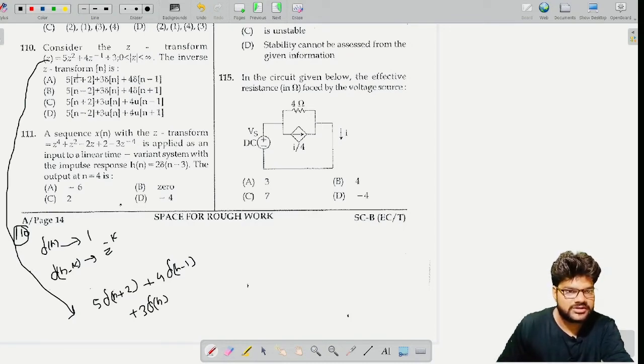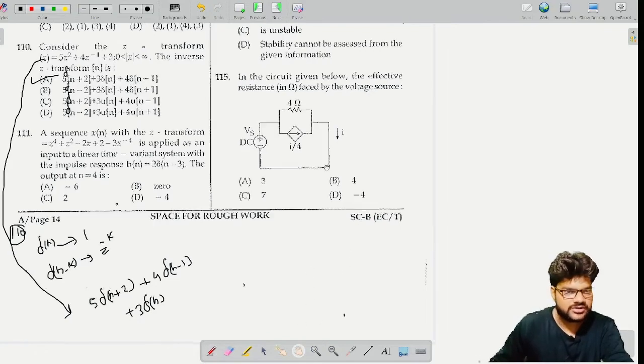So I think there is a mistake. There should be delta in all the options, there should be a delta function, right? So 5 delta of n plus 2, 4 delta of n minus 1, and then 3 delta n. So option A will be correct.